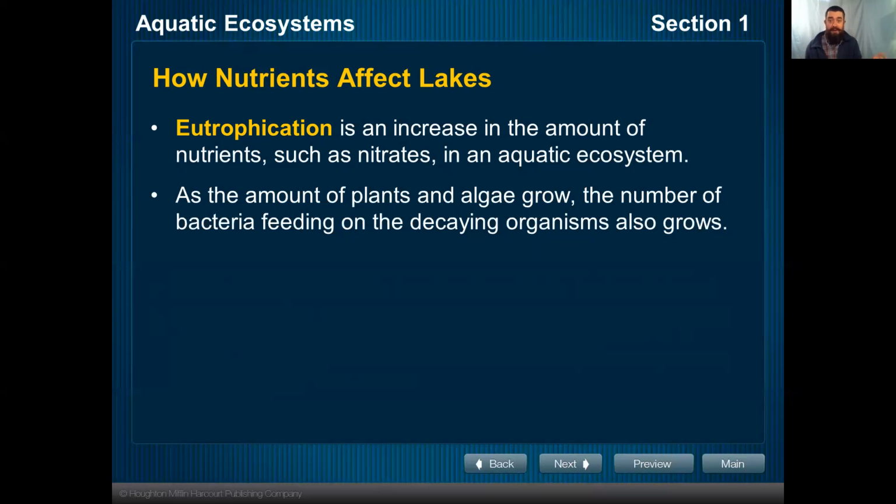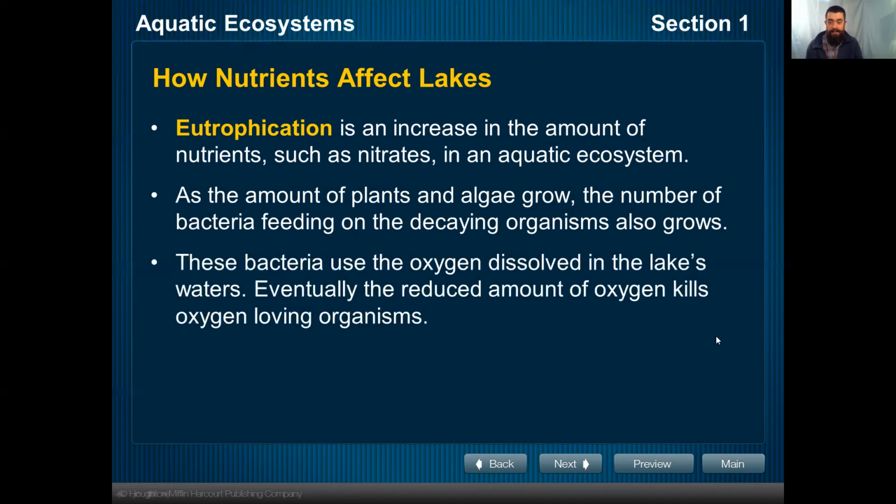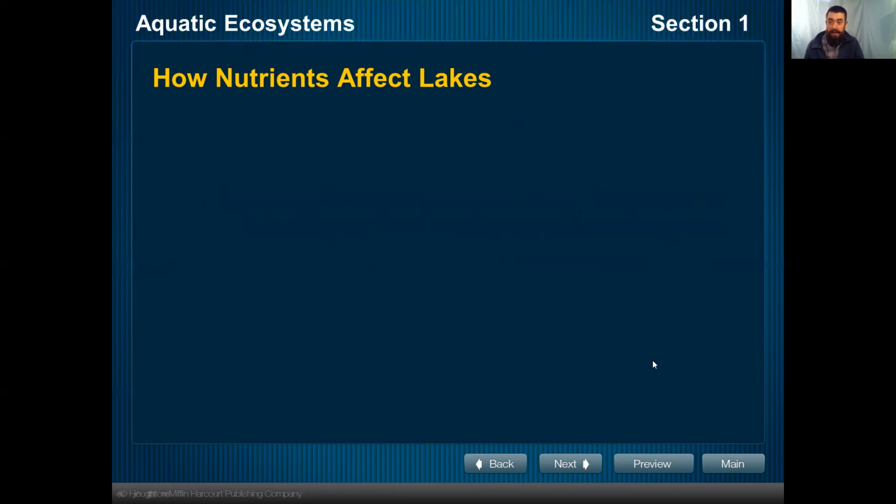But algae doesn't live very long, and it sinks to the bottom, and then these bacteria will eat it, and they love it. It's just lots and lots of food for them. But these bacteria use oxygen dissolved in the water. So if there's a lot of them, eventually they will reduce the total amount of oxygen in the water. And there are other organisms that need that oxygen, like fish. Fish need oxygen dissolved in the water in order to breathe through their gills.